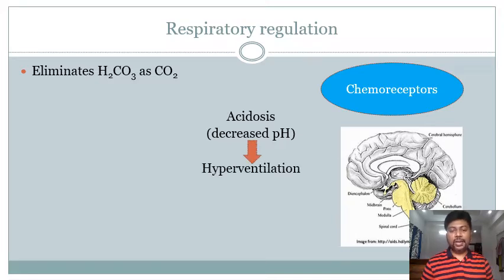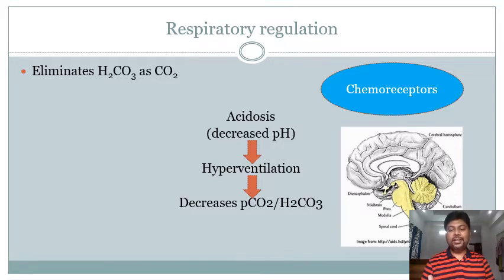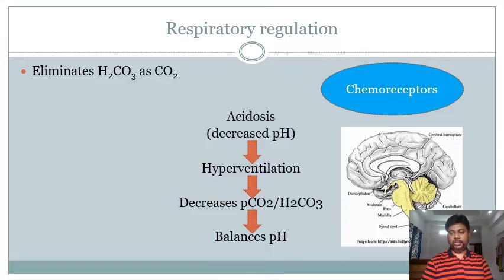Okay, so when you hyperventilate, what will happen? All the carbon dioxide will be released from our body. So what will happen? The carbon dioxide level or the carbonic acid level in the blood decreases. So when the acid level decreases, what will happen to the pH? It will start to increase and it will try to balance the pH. This is what happens whenever acidosis is happening. Okay, so this is how lungs respond for acidosis and try to compensate for the pH. This is the role of lung during acidosis condition.